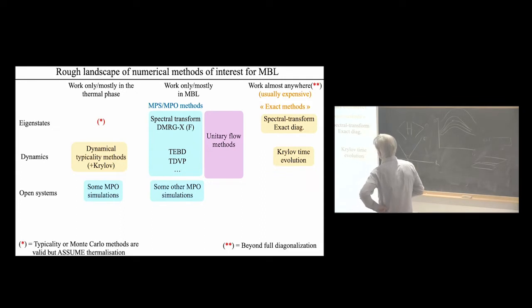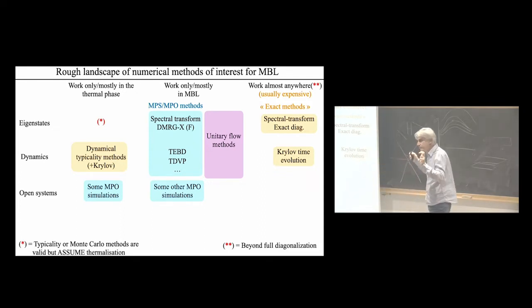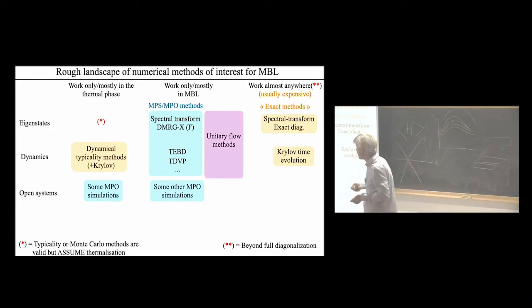All right. OK, so if I have to make a rough landscape, pun intended, of the numerical methods of interest for MBL, I would say that there are, let's say, three classes of methods. They don't look at the same thing. So there are some methods which work mostly in the thermal phase. That's what we call typicality methods, especially for dynamics. For eigenstates, as I said, Monte Carlo or typicality methods just assume thermalization. So they work, but you cannot probe that.